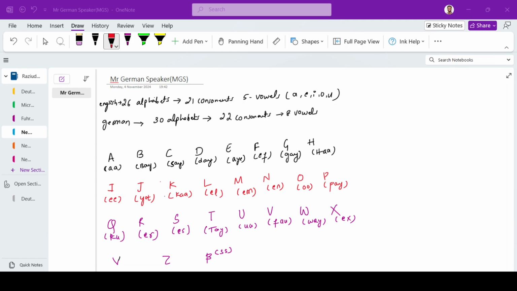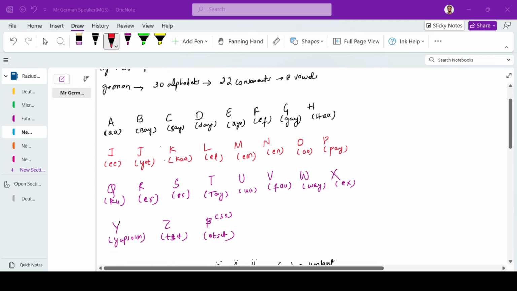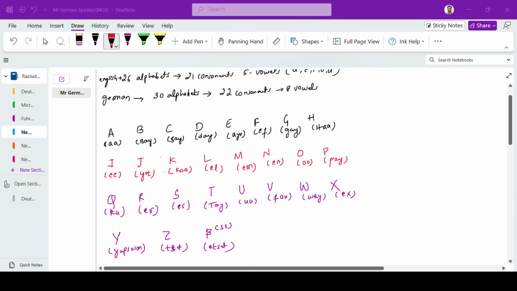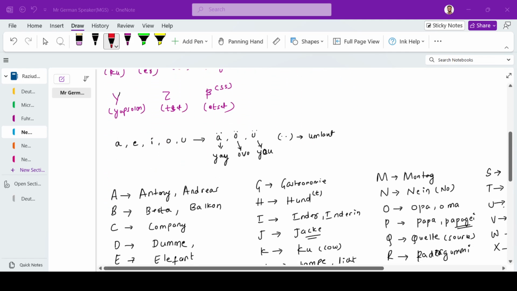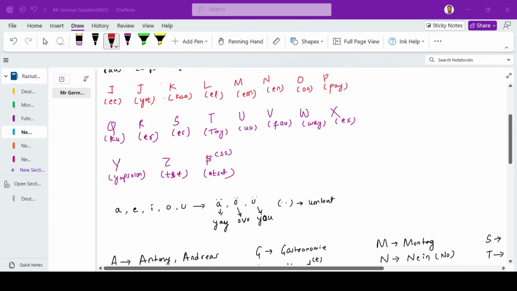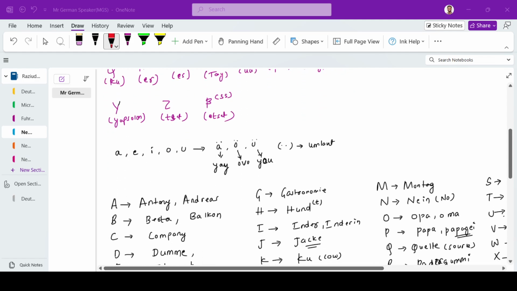In the previous class, we learnt about the English alphabets and how to write the German alphabets as well. We made a small comparison between the English and German alphabets and the way the German alphabets are pronounced. We have seen that the German alphabet system has 30 letters, of which 22 are consonants and 8 are vowels. If you haven't watched that video, I highly recommend you watch it, because it is the initial source to learn the German language.